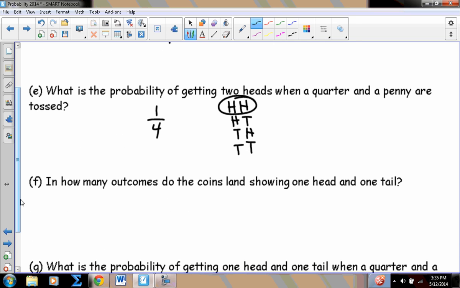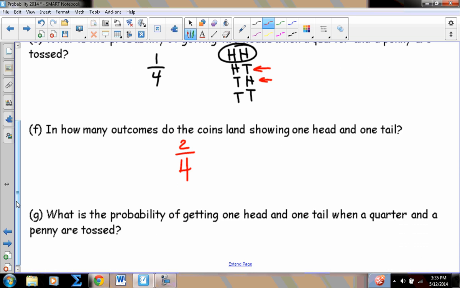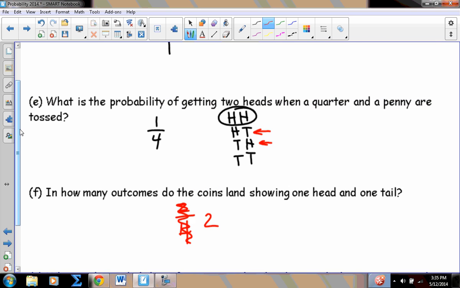How many outcomes do the coins land showing 1 head and 1 tail? 1 head and 1 tail. 2 out of the 4 possible outcomes, or 1/2. What's the probability of getting 1 head and 1 tail when a quarter and a penny are tossed? 1 head and 1 tail, probability would be 1/2. Oh, I lied here. Should be 2. It asked me in how many outcomes. It didn't ask me for the probability there. Got to learn to read carefully. Okay.